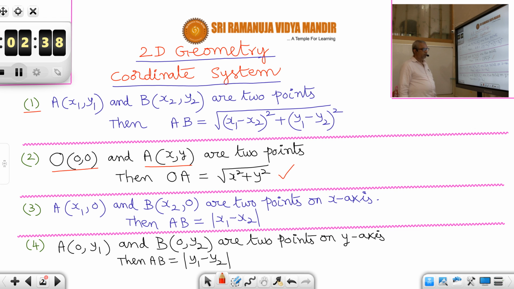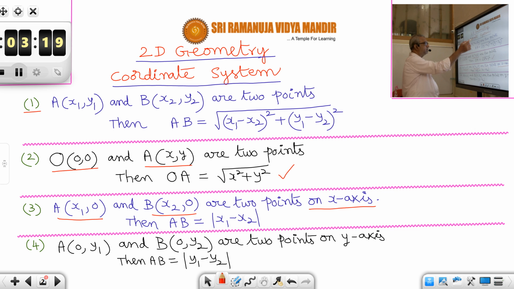Now the third formula. Suppose you take 2 points on the x-axis. One point is, say, (x1, 0), that is A, and B is (x2, 0). These are 2 points on the x-axis. You know that for any point on the x-axis, y coordinate is 0. Therefore, (x1, 0) and (x2, 0) are 2 points on the x-axis. Then the distance between them, AB, is given by mod of x1 minus x2.